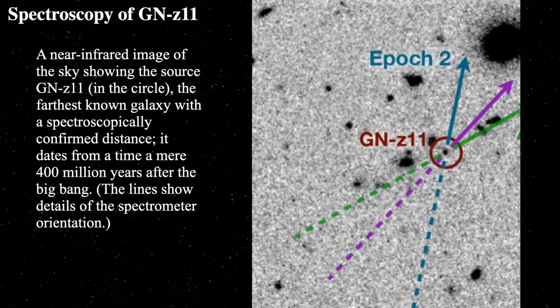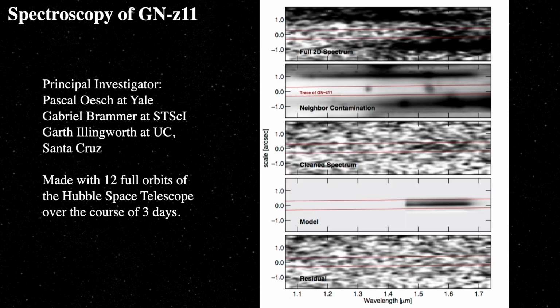And how they did this was they took the spectroscopic slit of the Hubble Space Telescope and laid it across the object. That's what these lines show, the orientation of the spectrometer. And so they actually could get some clear space in order to get a view of it. What they had to do is take their full spectrum of it. That's what the top image shows.